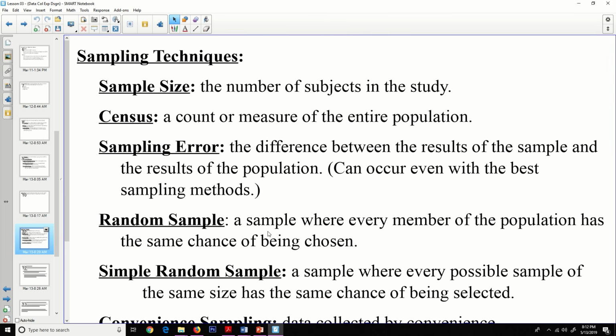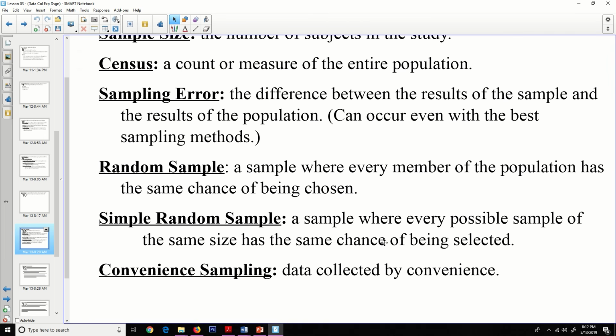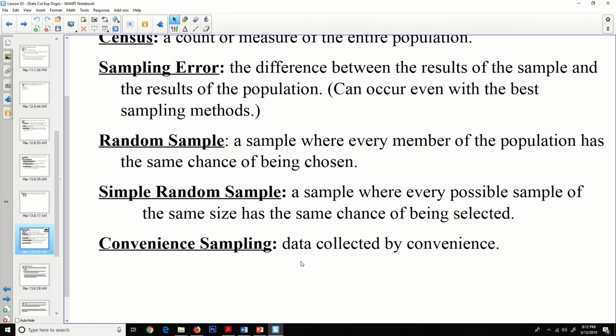A random sample is a sample where every member of a population has the same chance of being chosen. A simple random sample is a sample where every possible sample of the same size has the same chance of being selected. And convenience sampling is data collected just by convenience.